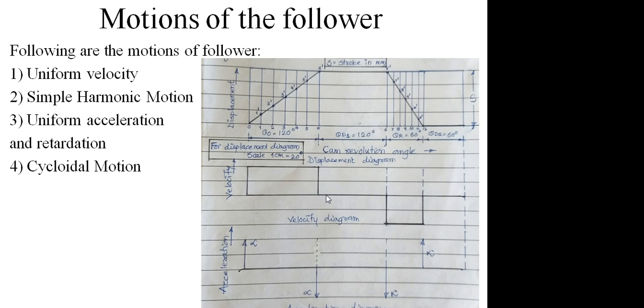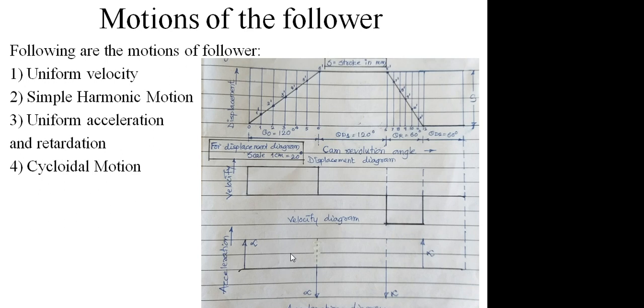During the dwell period, the follower is in the rest position, so its velocity is 0. Again during the return stroke, the follower will move from its topmost position to bottommost position. So this is the velocity diagram for the return stroke. Again there will be the next dwell, velocity of follower will be 0. So it is a straight line. This is the velocity diagram.